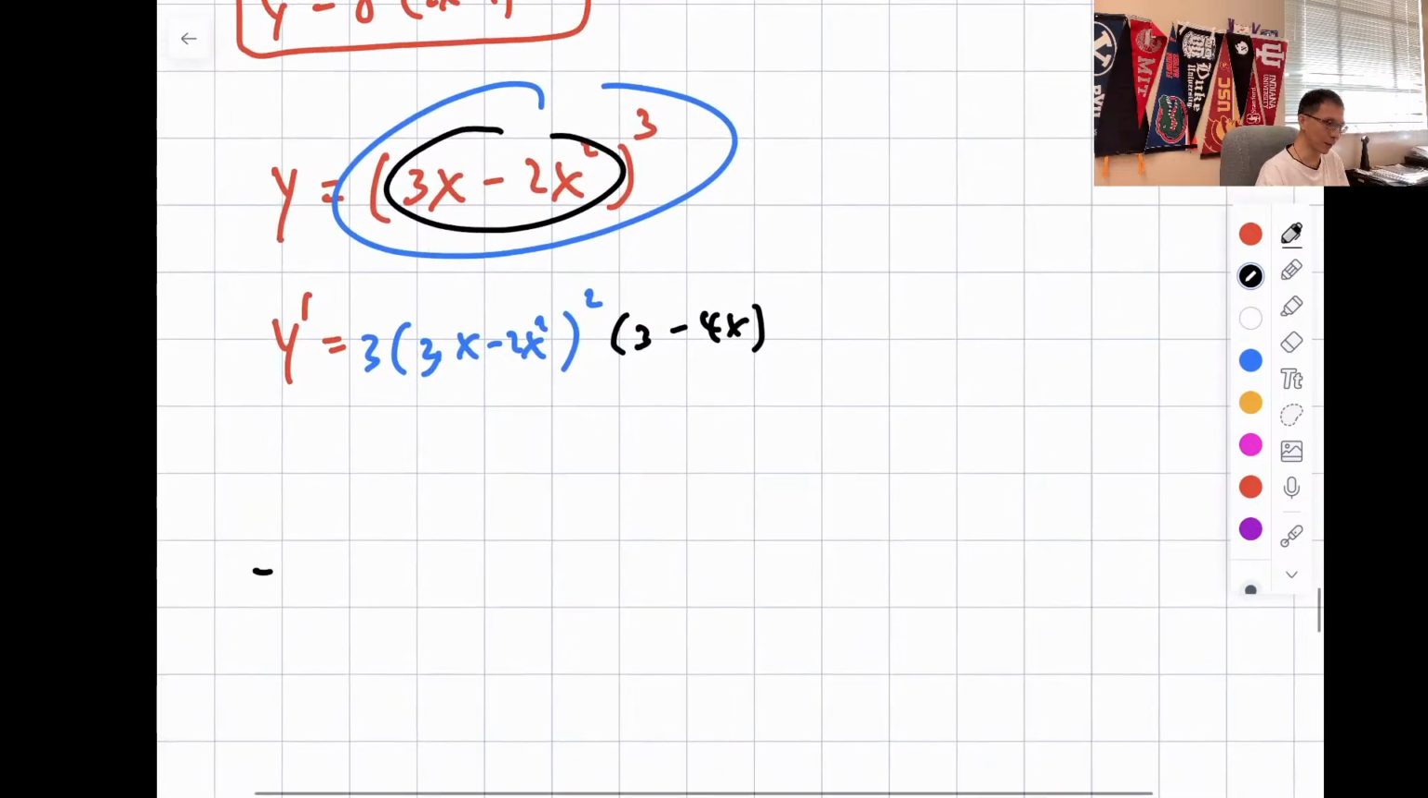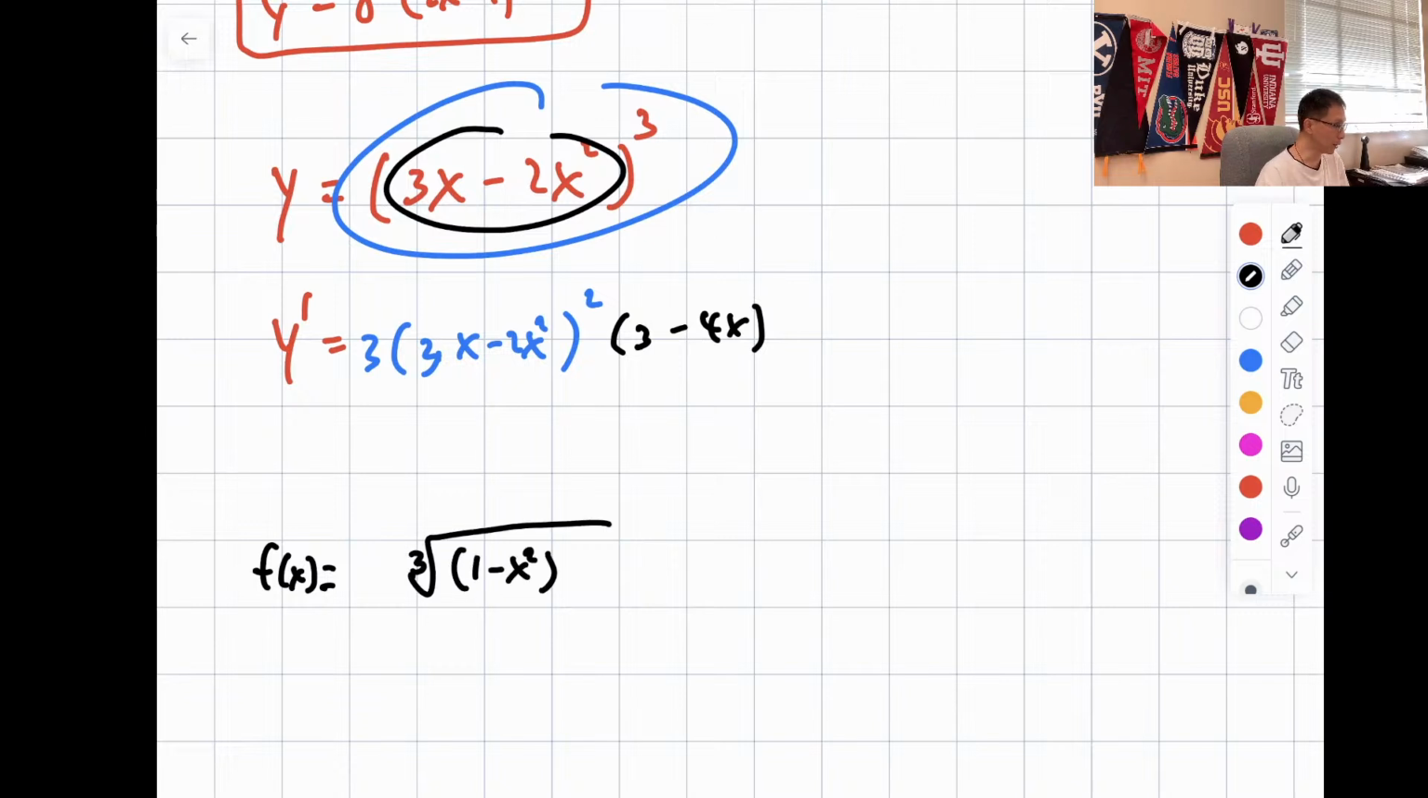So now I'm going to give you another one. How about f of x equal to, sorry, it's going to be the third root of 1 minus x squared to the second. Okay.